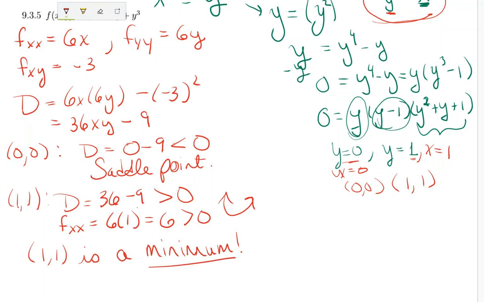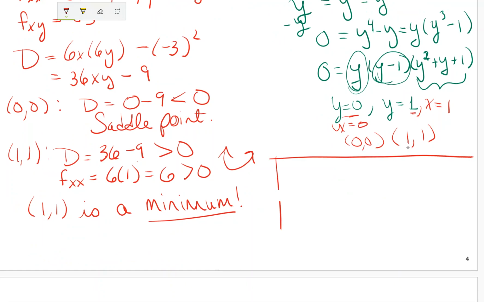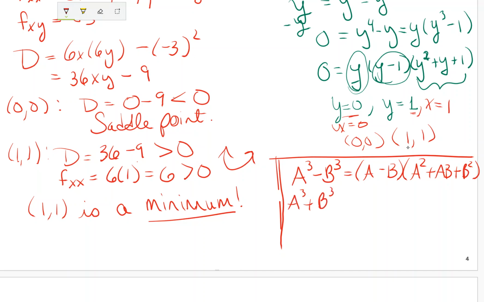Oof, that was a little bit rough. You had to remember your algebra skills. As a quick little reminder on how to do cubes, the perfect cube formulas are the following. If I have something that looks like a cubed minus b cubed, I can factor that as a minus b times a squared plus ab plus b squared.